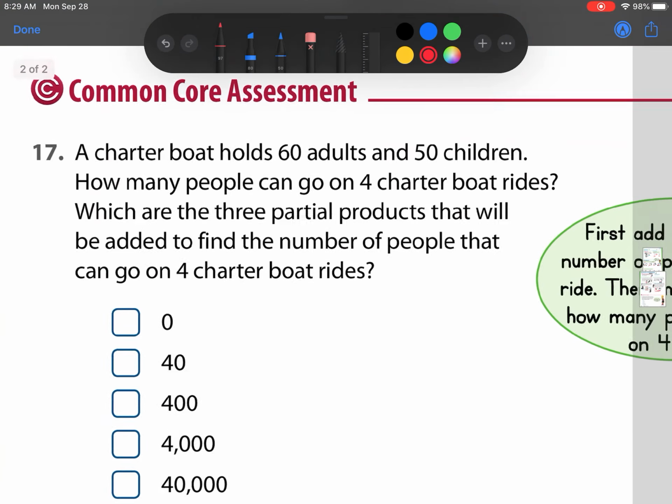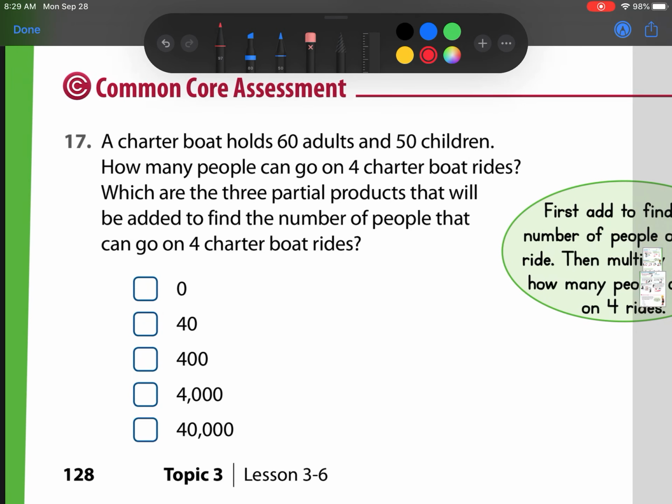Now let's head to our last one. Number 17. A charter boat holds 60 adults and 50 kids. How many people can go on 4 charter boat rides? What are 3 partial products that will be added? So we're looking for 3 partial products. So that means we should probably select 3 answers that can be added to find a number of people that can go on 4 boat rides.